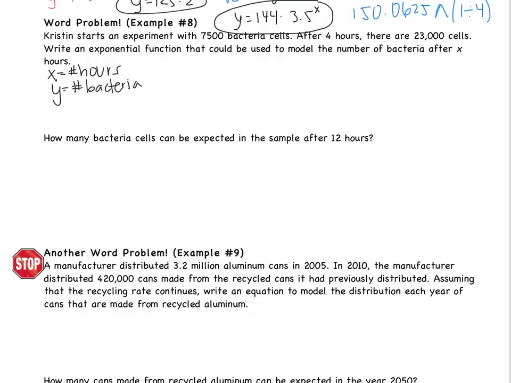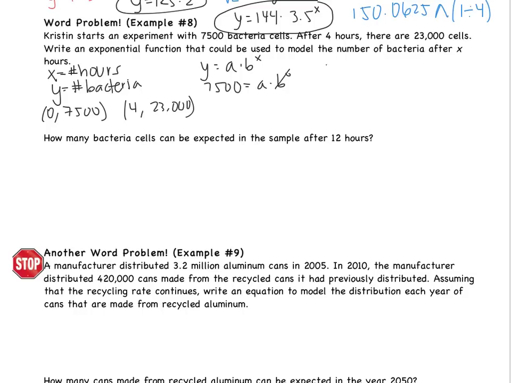So we're told that she starts an experiment with 7,500 bacteria. So after 0 hours, so at the start, there's 7,500 bacteria. Then it says after 4 hours, there are 23,000 cells. Okay, and now this looks exactly like what we just did. We're just going to model this using an exponential equation. So we get y equals a times b to the x. Substituting our first point in, we get 7,500 equals a times b to the 0 power. B to the 0 power is just 1, so we get a equals 7,500.